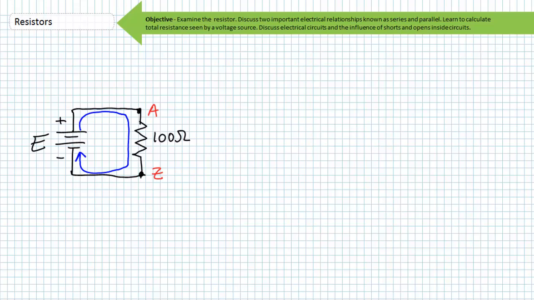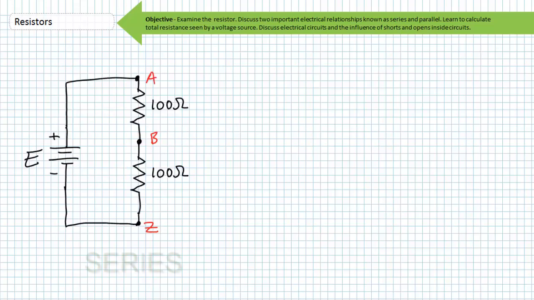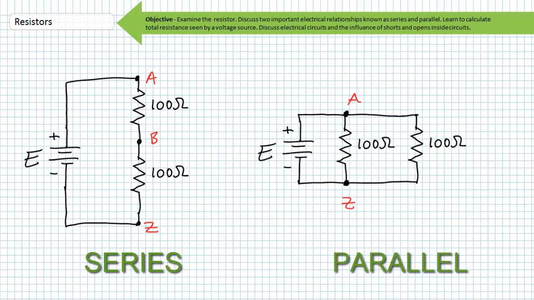Now let's talk about circuits with more than one resistor. If I was to add another 100 ohm resistor to this circuit, I could add it in one of two places. First, I could add it in series, or directly in line with our first resistor. Or two, I could add it in parallel, or to the side of our first resistor. Notice in the case of a series arrangement, I've added another node, or another point of interconnection.